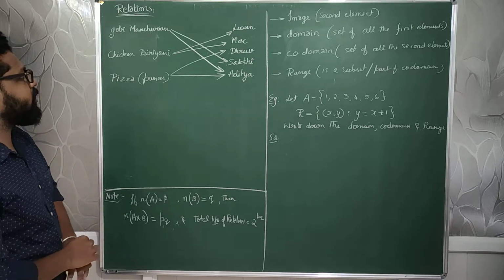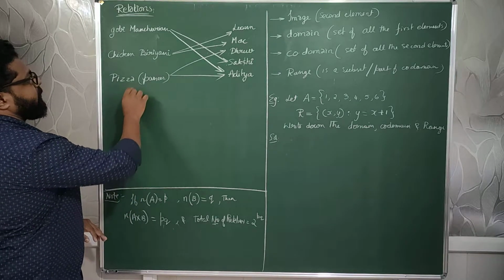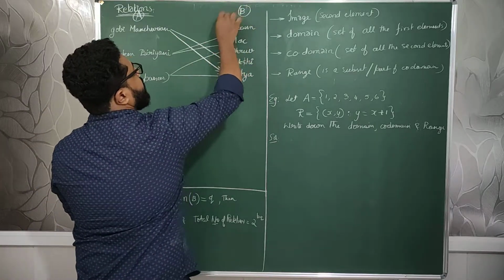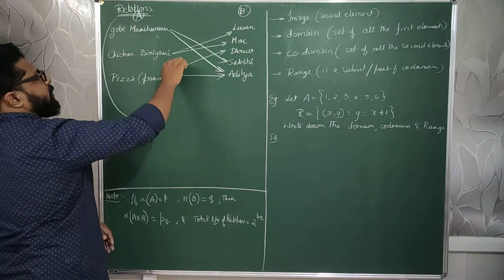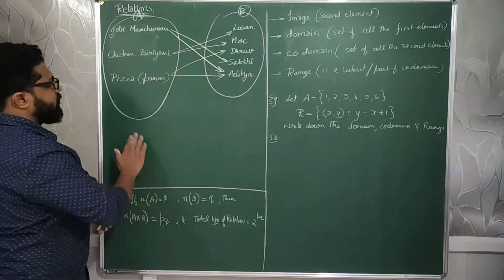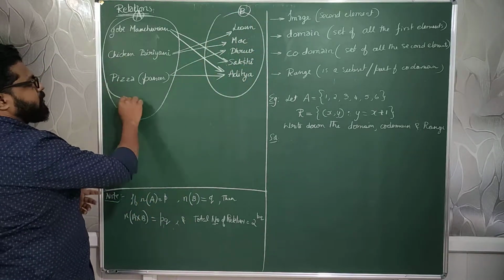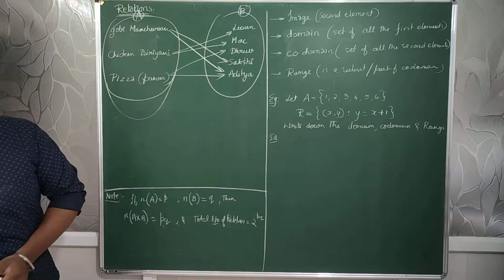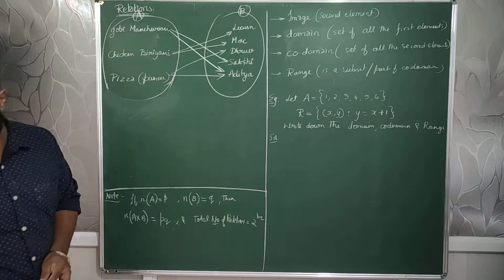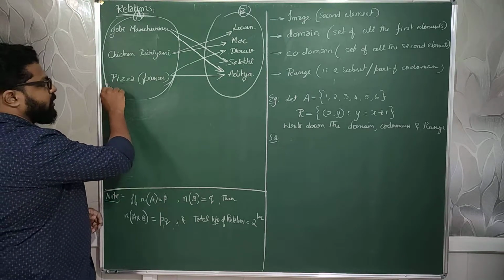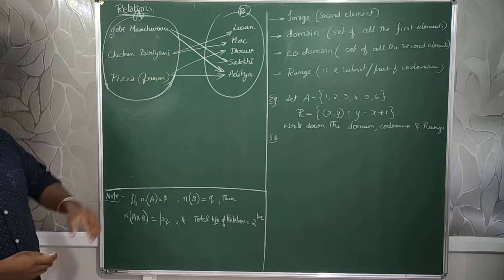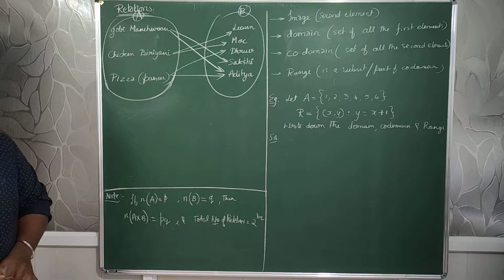So here, let me take the dishes as A, and the number of people as B. This is my diagram. This is called the relations diagram or relations arrow diagram. Now how it is related is what we will write down.